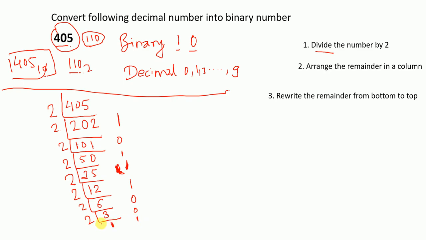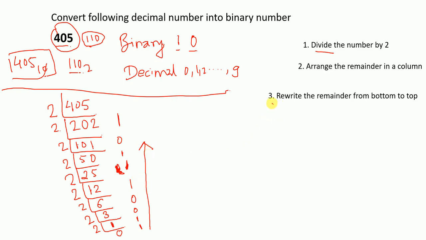Finally, when we divide this 1 by 2, here it will be 0 and the remainder will be 1, because we don't write in the point form. So 2 times 0 plus 1 is 1. Now we have these remainders. How are we going to write these remainders? From bottom to top. This is the rule.